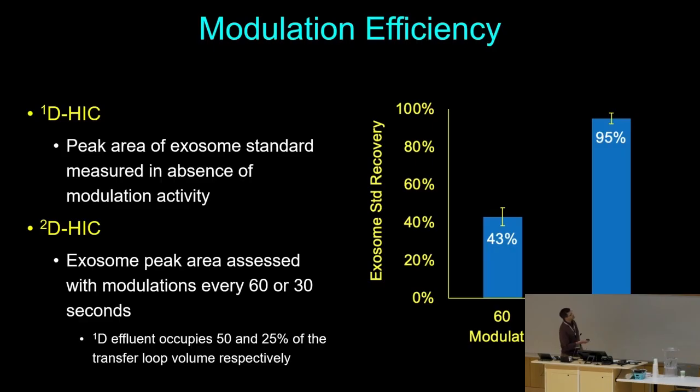And so you can see when the frequency was 60 seconds, there was not enough dilution or increase in salt concentration in that sample loop for exosomes to bind effectively. However, with 30-second modulation valve switches, we got essentially 95% of the peak area measured with just 1D HIC.